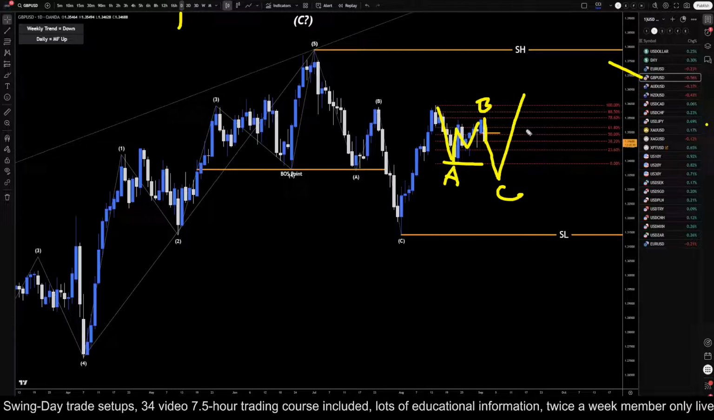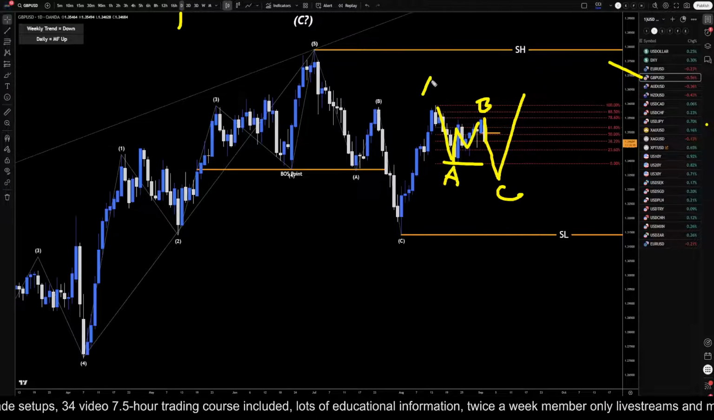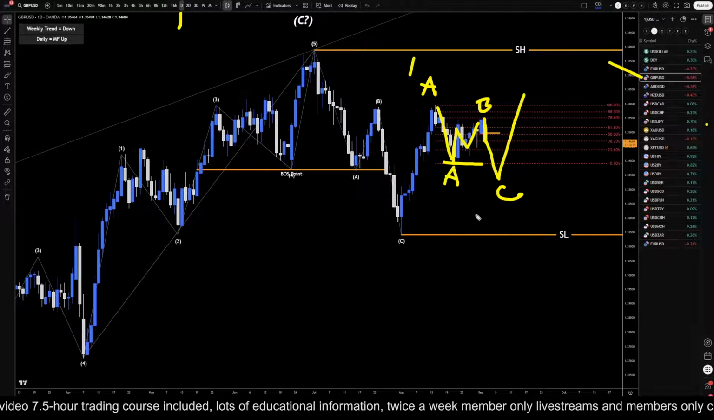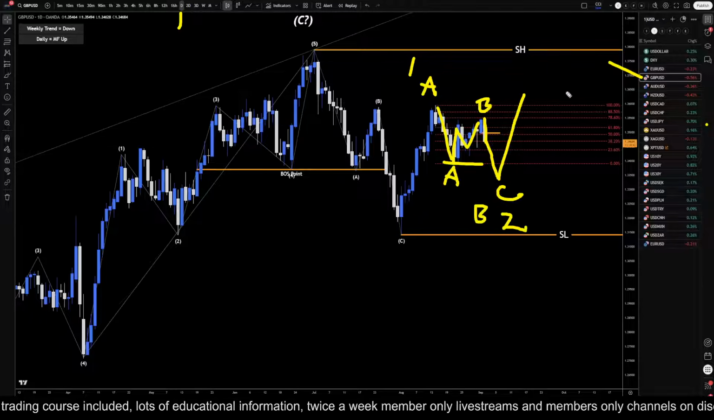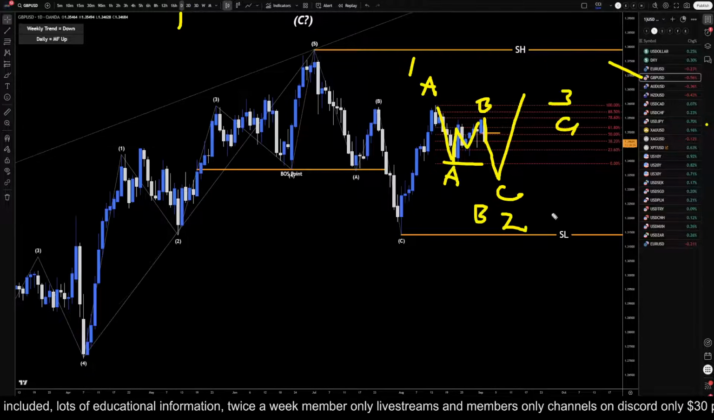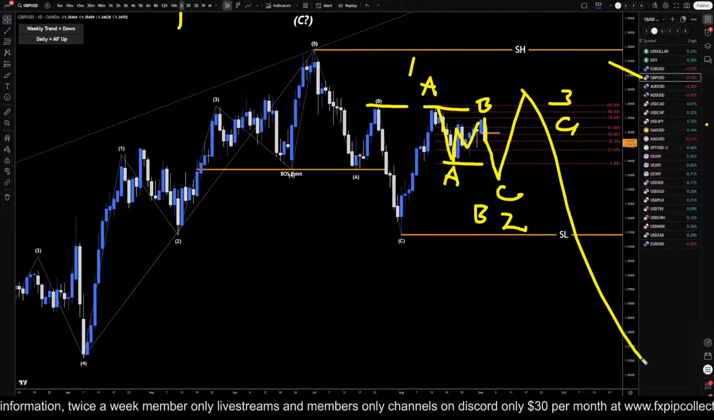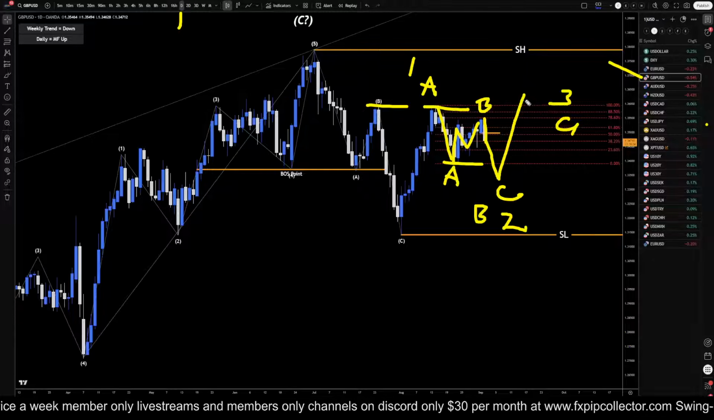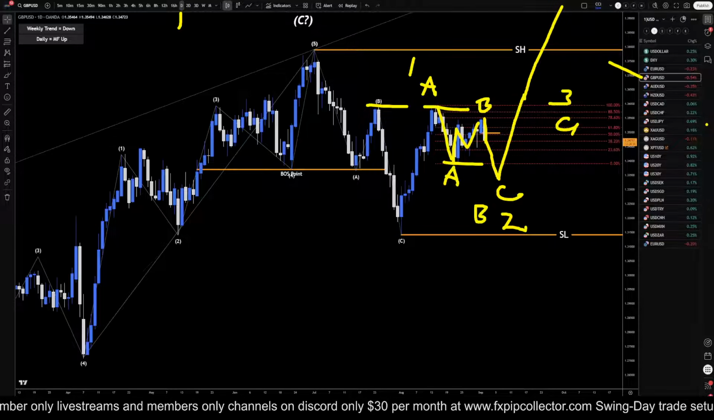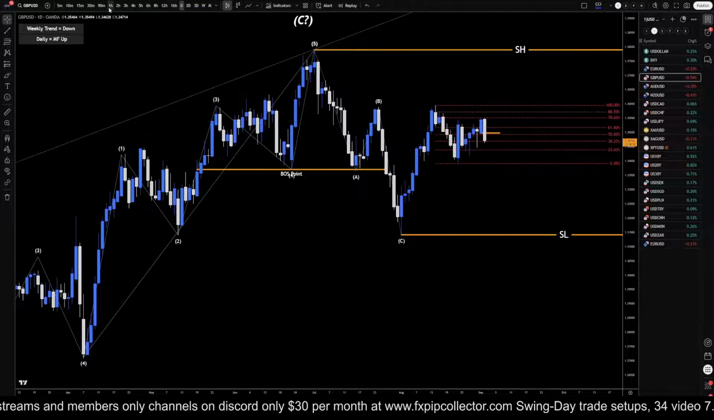Then we're going to potentially make another leg up because I think this is either an A or one. I think this ABC is going to be either a B or a two, and I think potentially it would go up for a three or a C. If it's a C, it would probably just go back up to these highs and then turn back down in a big way. If it's a three, it potentially could go up and make new highs, but we'll worry about that later on because this is the daily.